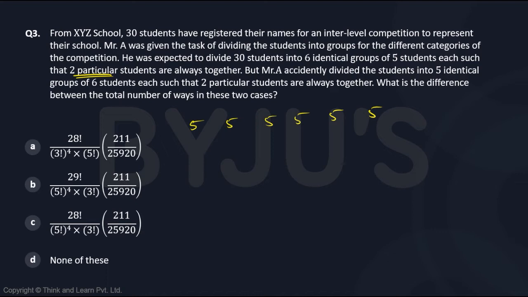So let us say the 2 students are there in any one of the groups. It doesn't matter because all groups are the same. So if I take 2 students here, the remaining are 3 students here, and everywhere else there are 5 students. So this is what you're supposed to do. So let's see how many ways you can do that.